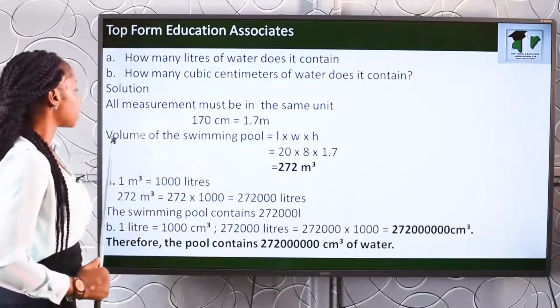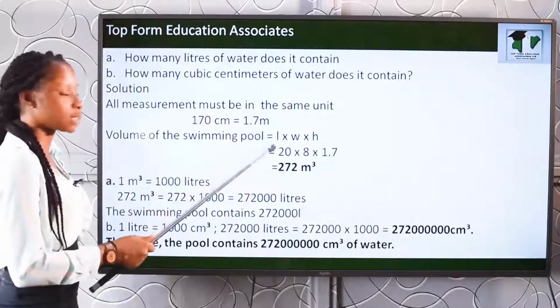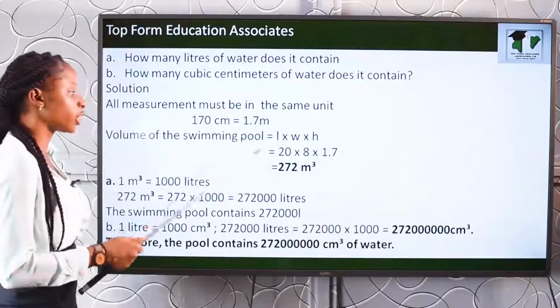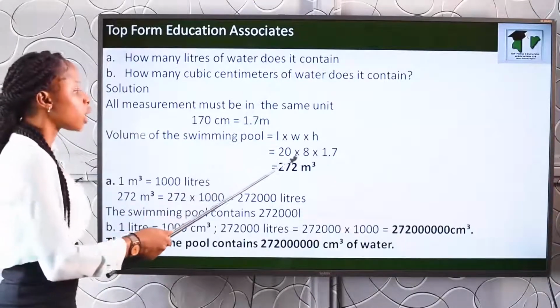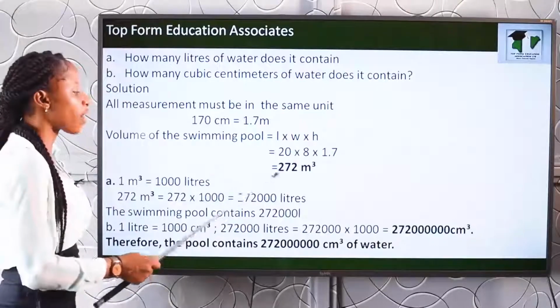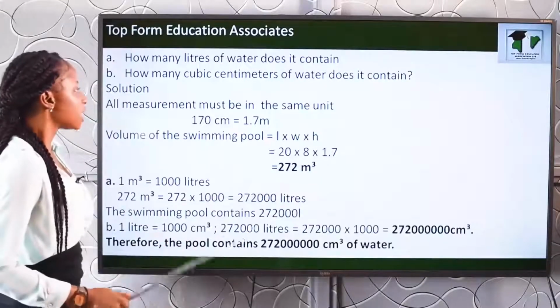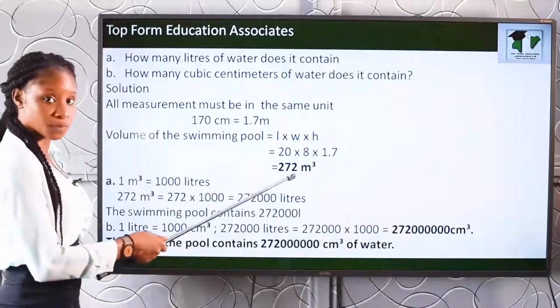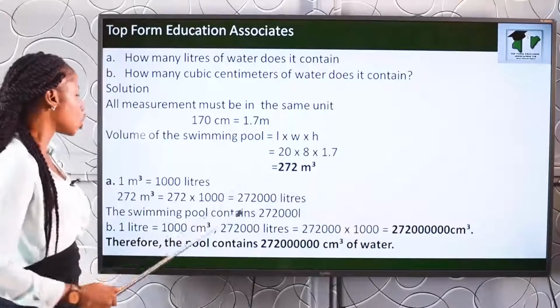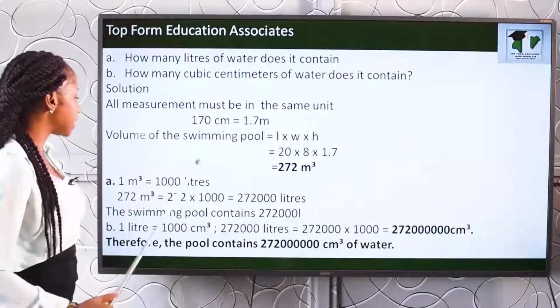Now, the volume of the swimming pool is length times width times height. The formula for finding the volume of any cuboid or rectangle is length times width times height. And when we do the multiplication, we have our answer as 272 meter cubed. Now we're asked to find it in liters. We have it here in volume, so now let's convert it to liters.